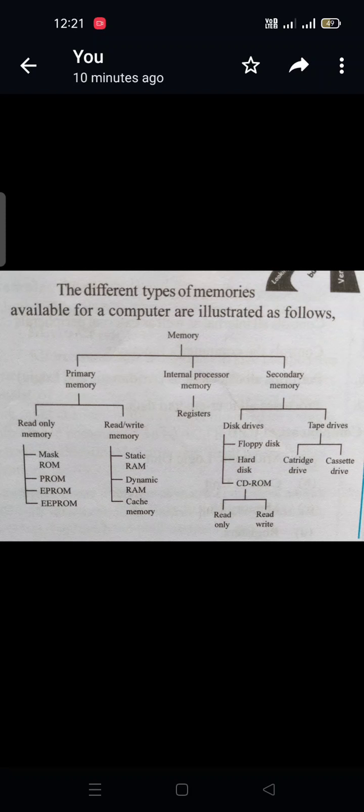If you are asked to write about static RAM and dynamic RAM: RAM means random access memory. Basically read only memory is a permanent memory, random access memory is a temporary memory. Whenever the power is gone, the data present in read only memory will be permanent, whereas in random access memory the data is stored in a temporary way. Primary memory can also be called main memory.